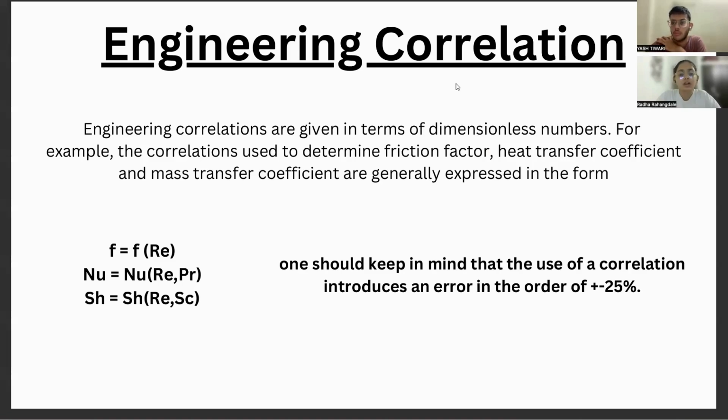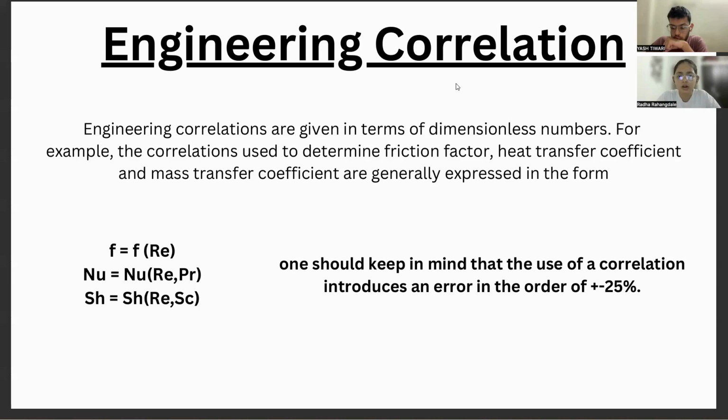So everyone, now we will see what engineering correlations are. Why do we need engineering correlations? Since most engineering problems do not have theoretical solutions, a large portion of engineering analysis is concerned with experimental information, which is usually expressed in terms of engineering correlations.